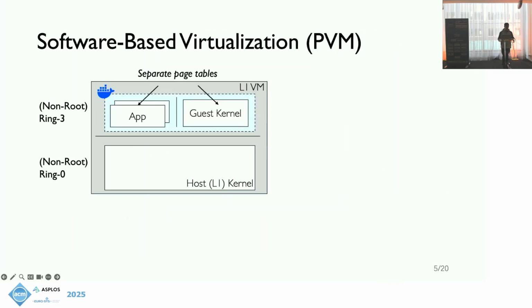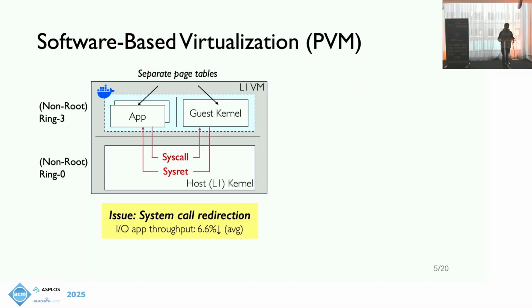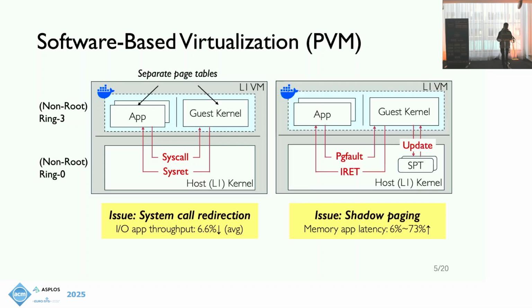When software-based virtualization, or PVM, is used, the secure containers are isolated without using virtualization hardware. The guest kernel runs inside the user mode, which is CPU ring 3, and isolated from the applications with separate page tables. In this architecture, application system calls should be redirected by the host kernel, and this redirection incurs the overhead of additional page table and CPU mode switches.